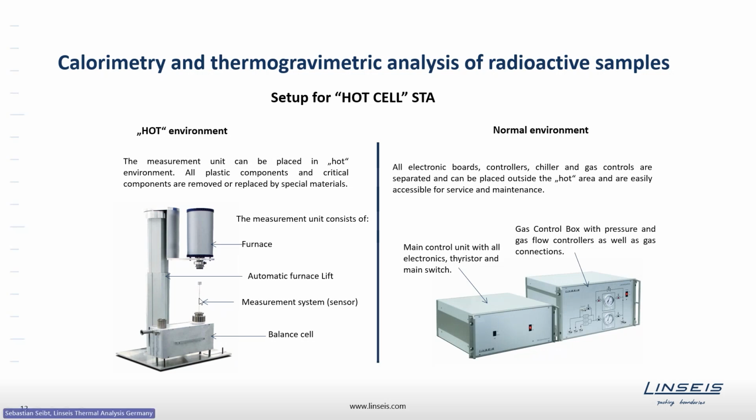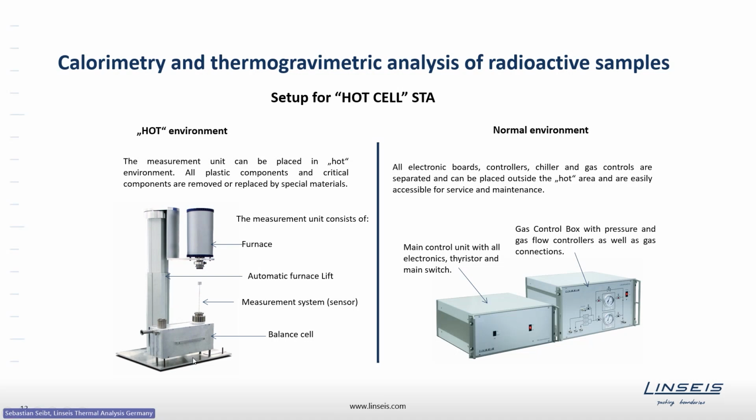What you see now on the left side, for the hot environment, is that the instrument is really reduced to the crucial parts. You see at the bottom the balance cell containing a vacuum or gas connector. You have a flange for closing the furnace. You have this measurement rod and of course the sample, the balance chamber in here. You have the furnace lift and the furnace itself.